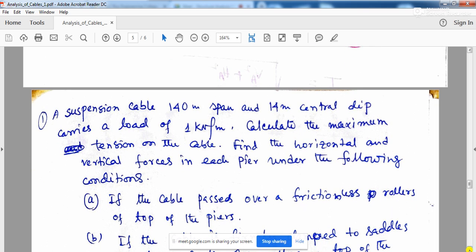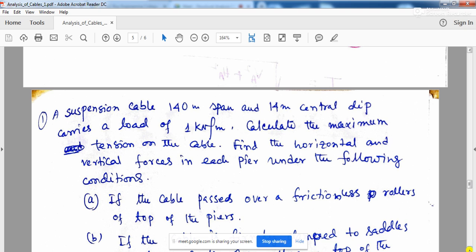You see what is being said in this problem. It's a simple problem. A suspension cable, 140 meter span. The span of the cable and the length of the cable are different, please understand this. Span of the cable means the support to support distance of the cable, and length of the cable means the curved length of the cable. So when we talk about the span of the cable, we are not talking about the length of the cable. Length of the cable is different.